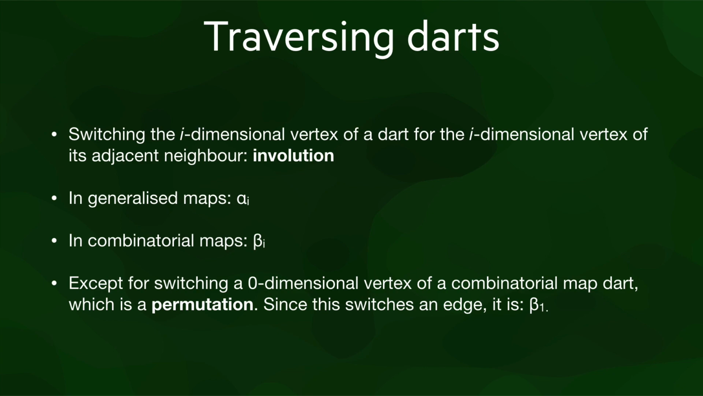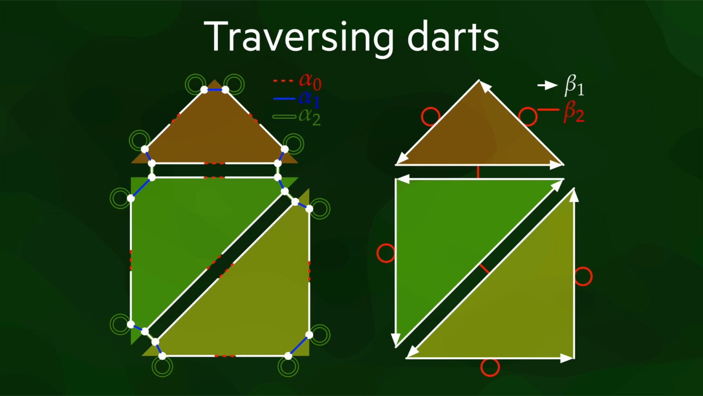However, there is an exception here. Switching the zero-dimensional vertex of a combinatorial map dart is not an involution because this operation just means moving to the next edge on the loop of darts around a face. Because if we keep doing this operation, we eventually end up in the same dart, it is instead known as a permutation. And because this operation switches the edge where we are, it is not known as beta 0, but instead as beta 1. Here you can see an example with the 3 polygons using the simplified representation. Note how all the operations are involutions except for beta 1.